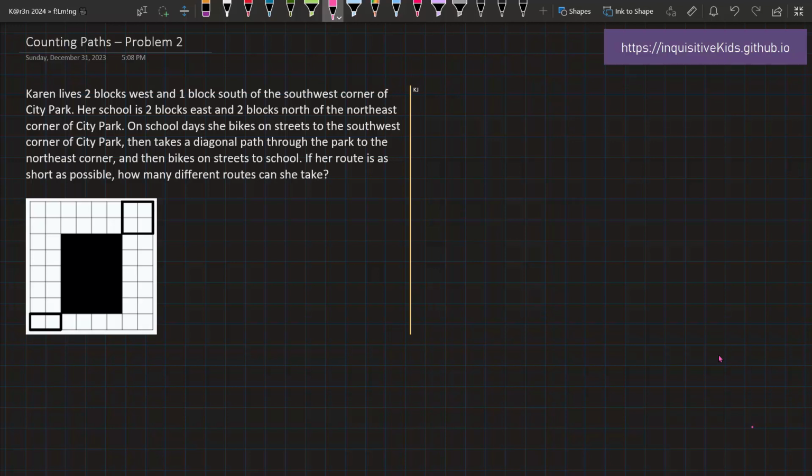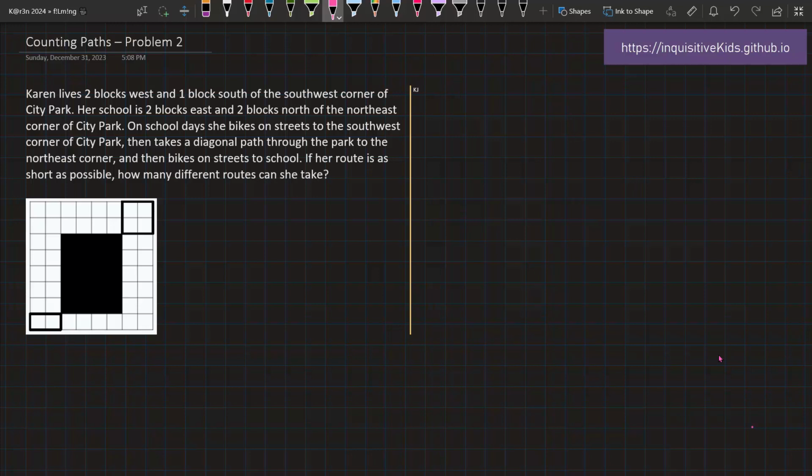Karen lives 2 blocks west and 1 block south of the southwest corner of City Park. Her school is 2 blocks east and 2 blocks north of the northeast corner of City Park. On school days, she bikes on streets to the southwest corner of City Park, then takes a diagonal path through the park to the northeast corner, and then bikes on streets to school. If her route is as short as possible, how many different routes can she take?